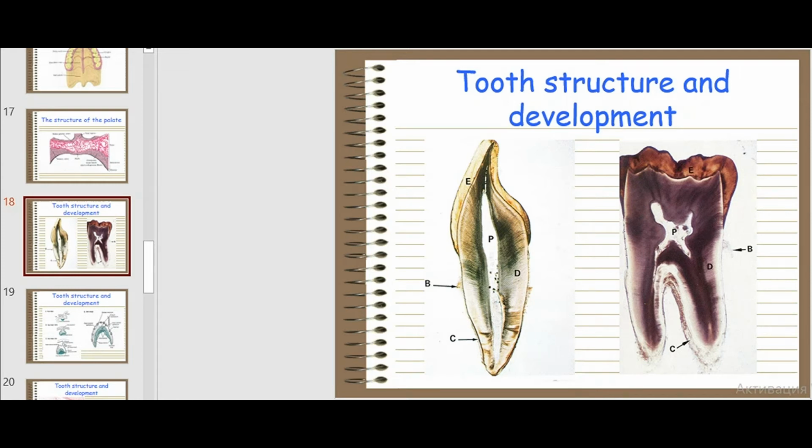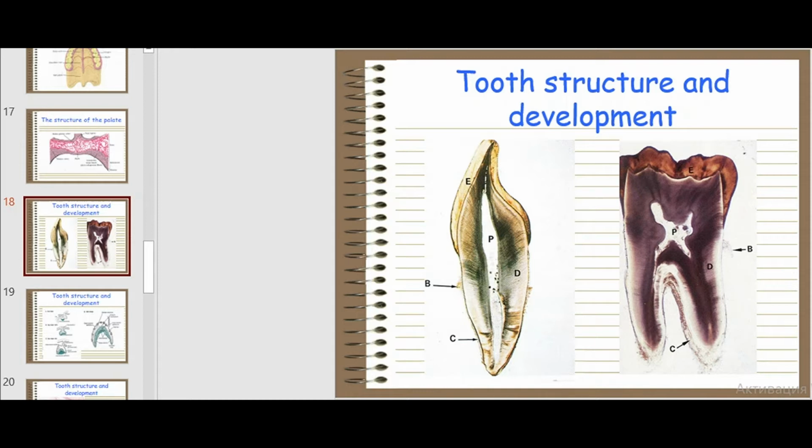Tooth structure and development. Each tooth is composed of three parts. The crown is a portion of the tooth that projects above the gingiva, the gum. One or more roots are situated below the gingiva that hold the teeth in the bony sockets called alveoli, one for each tooth. The neck is the narrow part between the crown and root.